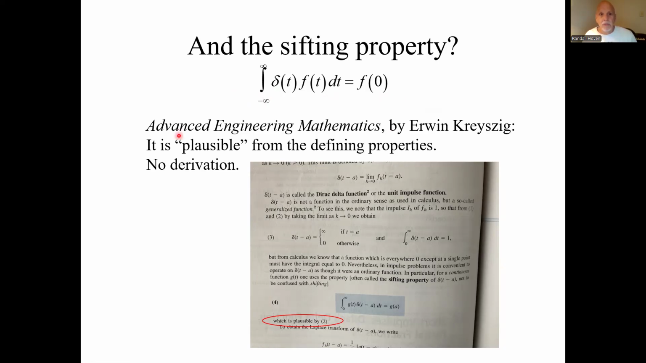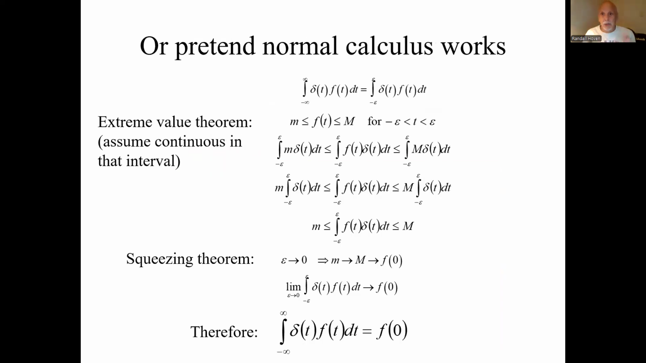And in this advanced engineering math book, the one that's considered more rigorous than others, all it says is, well, that's plausible. It says, here's the property, and it's plausible by something up here. It doesn't really derive it. I tried to derive it. I think I did okay. This is what you'd have to do, just pretending normal calculus works. I'm not going to go through this, so be relieved.